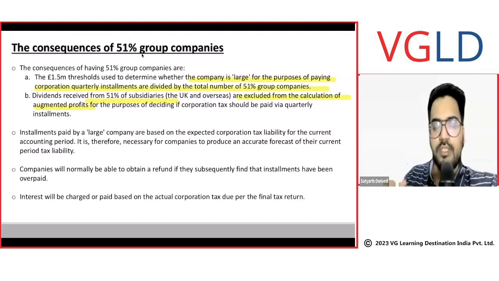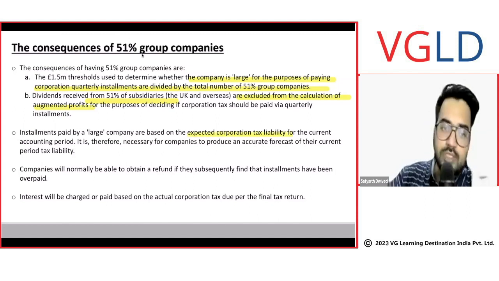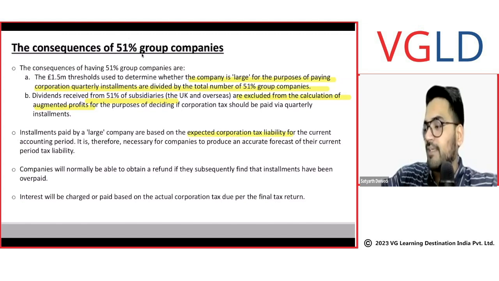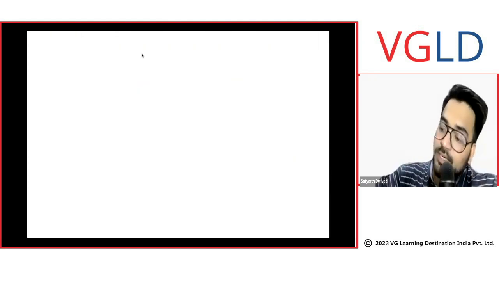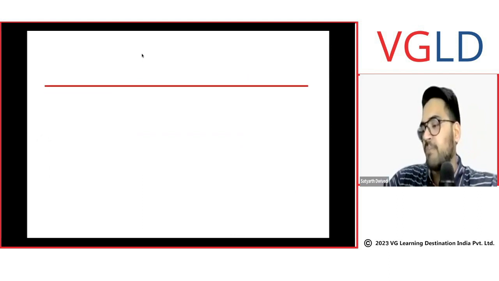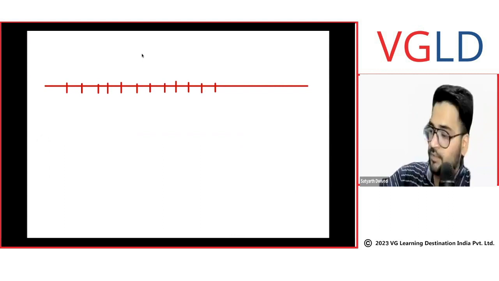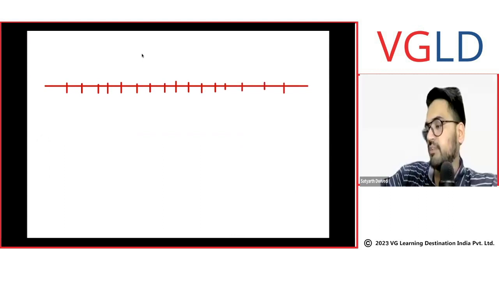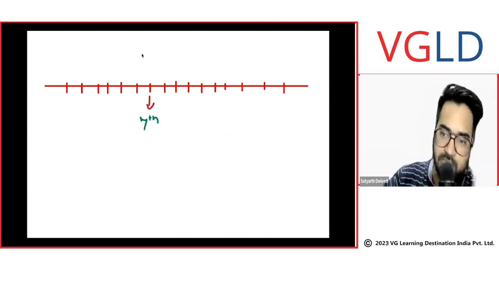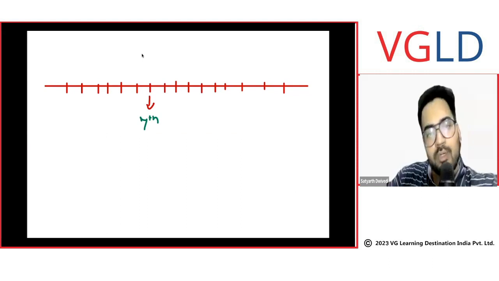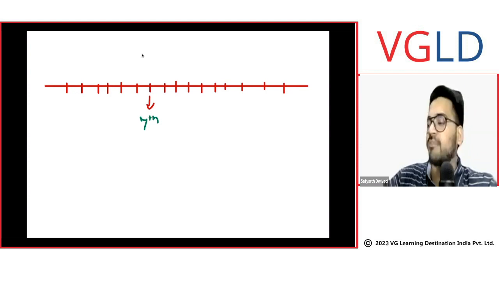Very good. Second, installment is based on the expected liability for the current accounting period. When you are in the seventh month and you are paying your first liability, 1, 2, 3, 4, 5, 6, 7, 8, 9, 10, 11, 12, 13, 14, 15, 16. So you are in your seventh month, 1, 2, 3, 4, 5, 6, 7. Over here, you're paying your corporation tax liability. But do you know how much is to be paid in the seventh month?